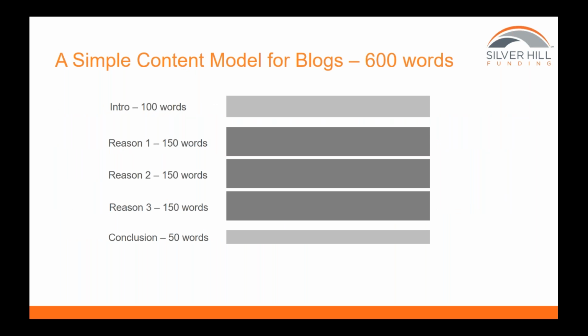The last thing here I just want to show you in a visual way, because that helps me, is that if you have content, just think of it like this. So you have a 600-word blog. Instead of thinking, man, how am I going to write 600 words about this topic? Just chunk it out. 100-word chunk for the intro, reason 1, reason 2, reason 3, and a conclusion.